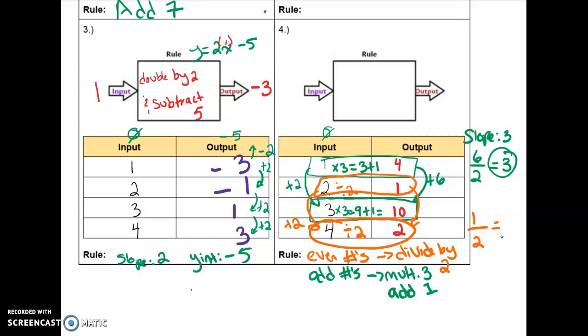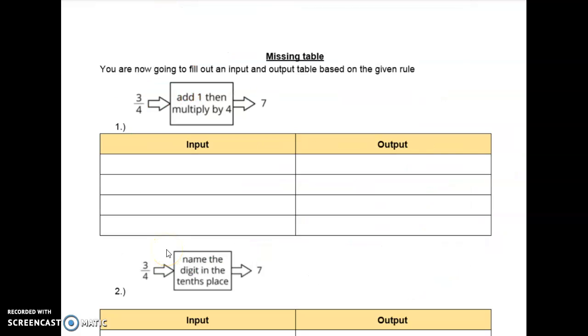Now this one was a little bit more difficult to understand, and that's totally fine. This one actually had 2 different rules for this, so don't beat yourself up too much. But let's look at the examples for the next one. So instead of asking for inputs, we're actually going to be creating our own inputs and putting our own outputs out. So you're going to fill out an input and output table based on the rule given. So they give you the first input, which is going to be 3 over 4, and their output is 7. So what the rule is, it tells you right here, add 1, then multiply by 4.